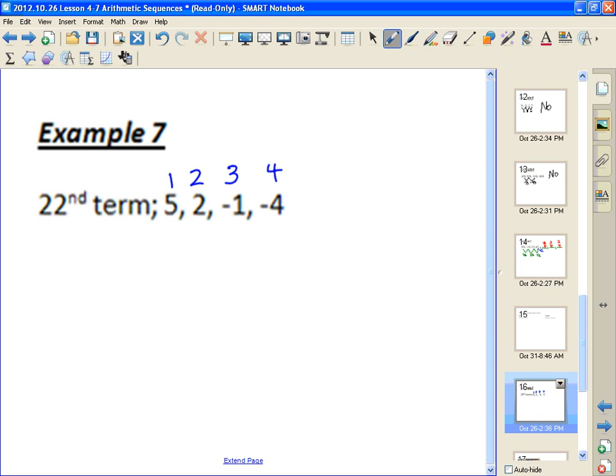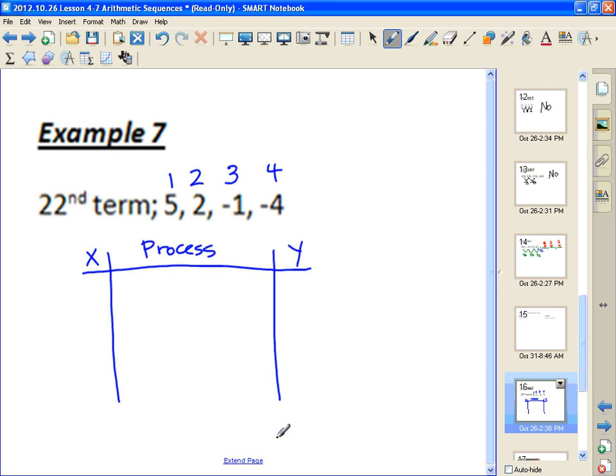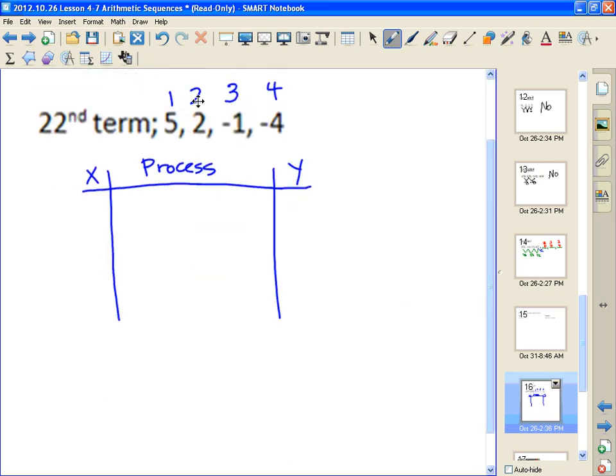So what we just did was make a makeshift table. These numbers are going to represent our x's, and these numbers are going to represent our y's. And we're going to find a function that fits the pattern. So we make a table, like what we did yesterday, x, process, y. Our x's are going to be 1, 2, 3, and 4, so I put them here. And then our y values are going to be our terms. So 5, 2, -1, and -4.